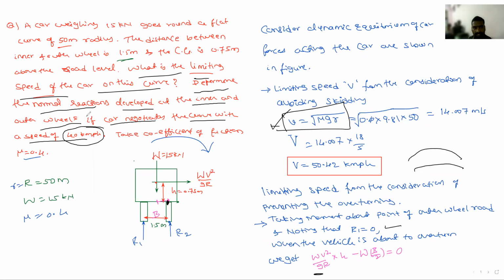See, first case is done, limiting speed. So the maximum speed to provide is 50.42. Decided? Okay. So in the second case, second bit, what he is asking is: determine the normal reactions developed at the inner and outer wheels if the car negotiates the curve at a speed of 40 kmph. Now the car is going at 40 kmph. So we have to determine R1 and R2. Take the moment about the outer wheel. There is an R1 now. Now R1 is not zero. It is zero when the car is moving with a limiting speed.